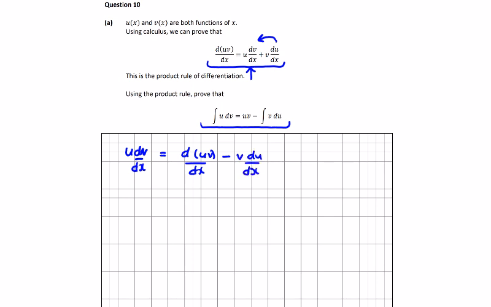You can see your own here, you just need to get rid of the dx's. If we integrate this guy, we're going to get uv. So we integrate both sides with respect to x to keep everything the same. We'll have our dx's in, and we'll end up with the integral of u dv is equal to uv minus the integral of v du. A bit untidy, but straightforward enough.